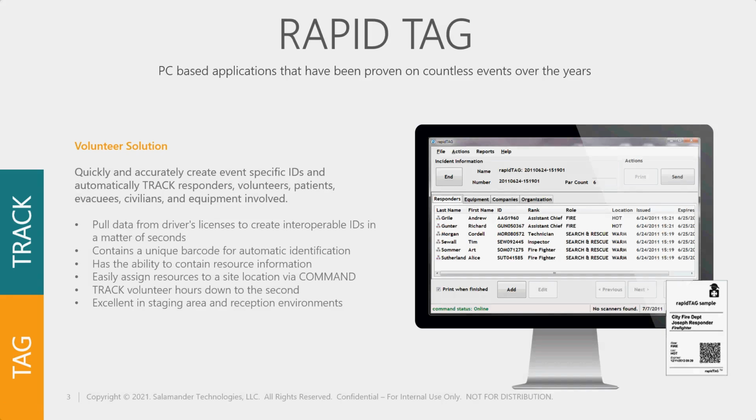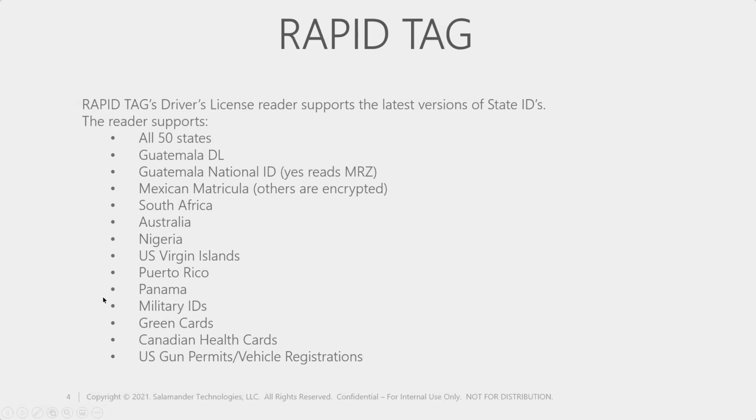So the next screen on here is going to kind of show you a list of all the different types of IDs that you can scan on here. So you'll see in here all 50 states, all the new IDs, the Real IDs are accepted. Again, this is for version 5. So there's two different versions of Rapid Tag that we have out there. There's a version 4, and then there's a version 5.